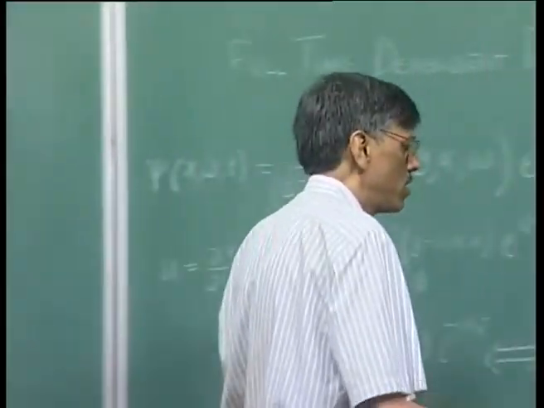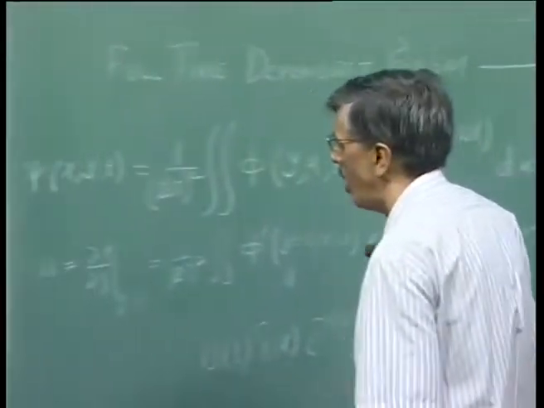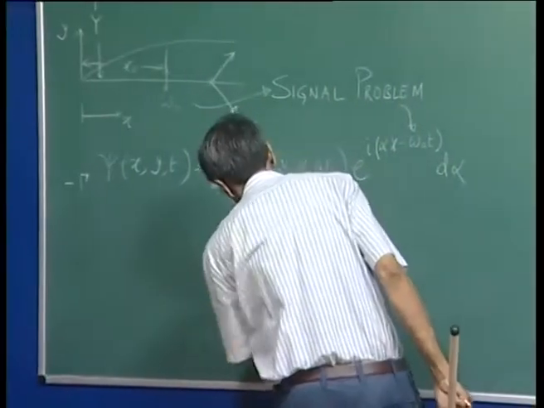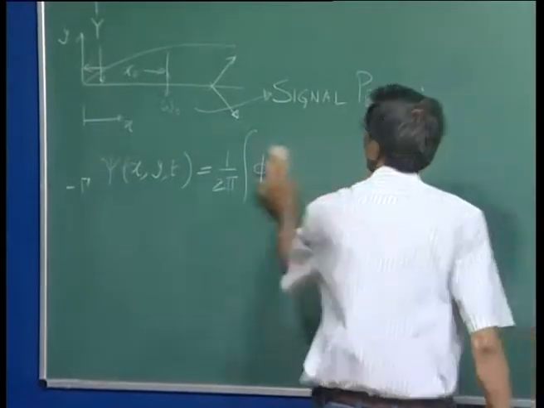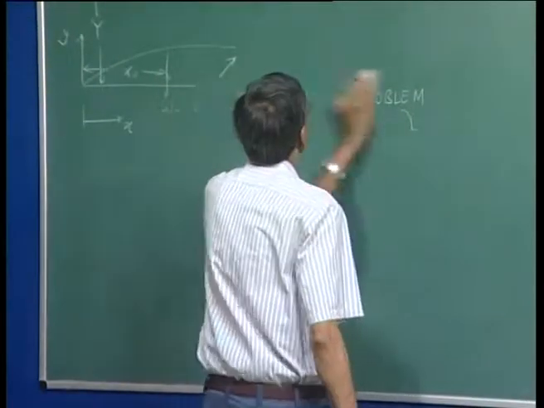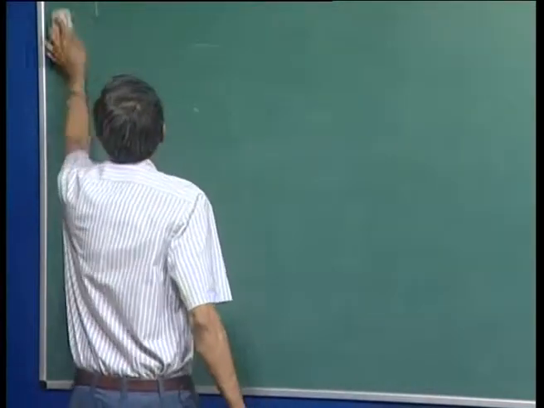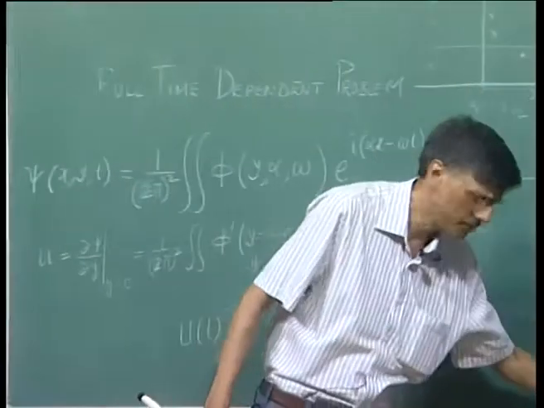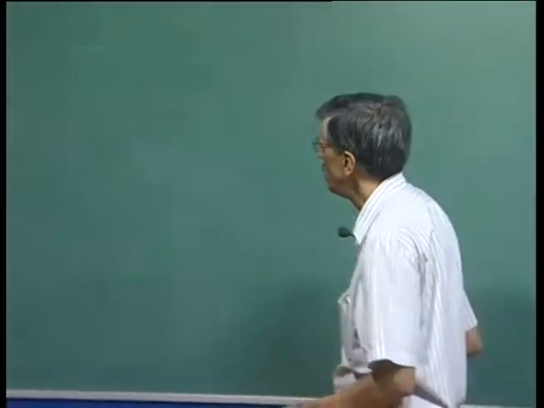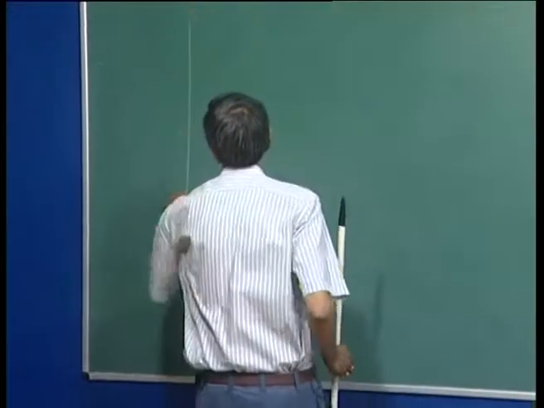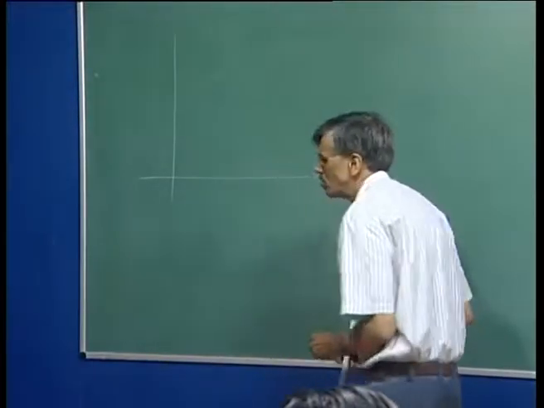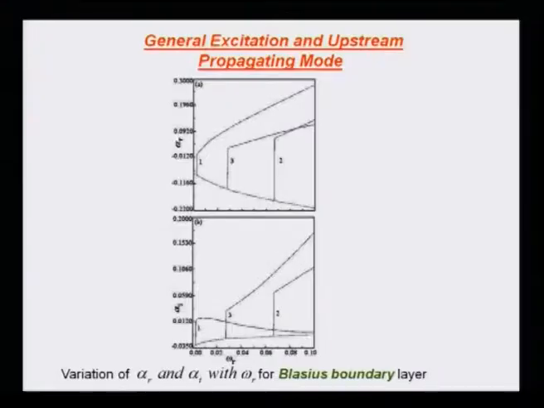Now let me just clean up the blackboard and show you how we proceeded with the problem. The problem was simply this. We were looking for the eigenvalues. So what we do is, let's say we plot on this axis. Maybe I have some figure. I think I'll just jump to that figure and show it to you.